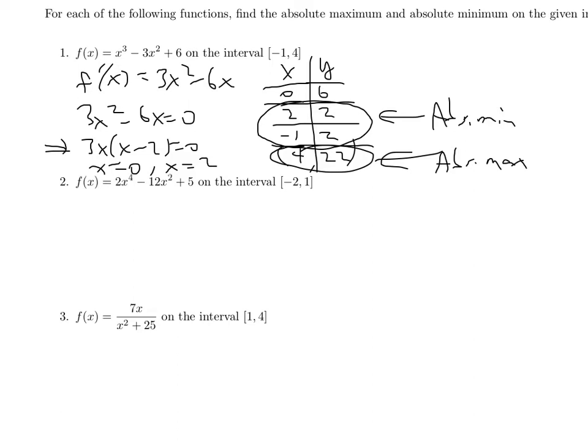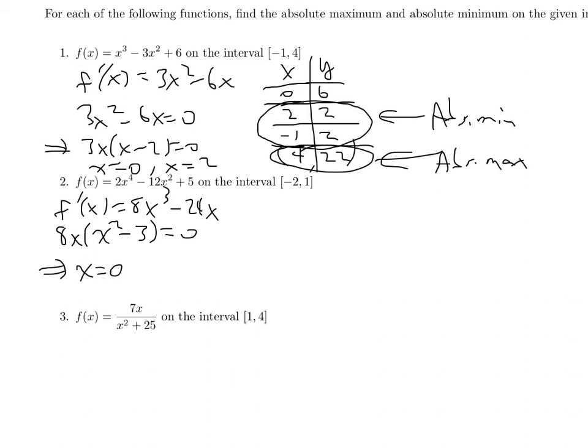All right, so in the second problem, I do the same thing. Here's my derivative. I'll have 8x cubed minus 24x. Once again, when I set that equal to 0, I'll be able to factor something out, so I'll factor out an 8x, and I'll have x squared minus 3 equals 0, which means that either x is 0, or x is the square root of 3, or x is negative square root of 3.